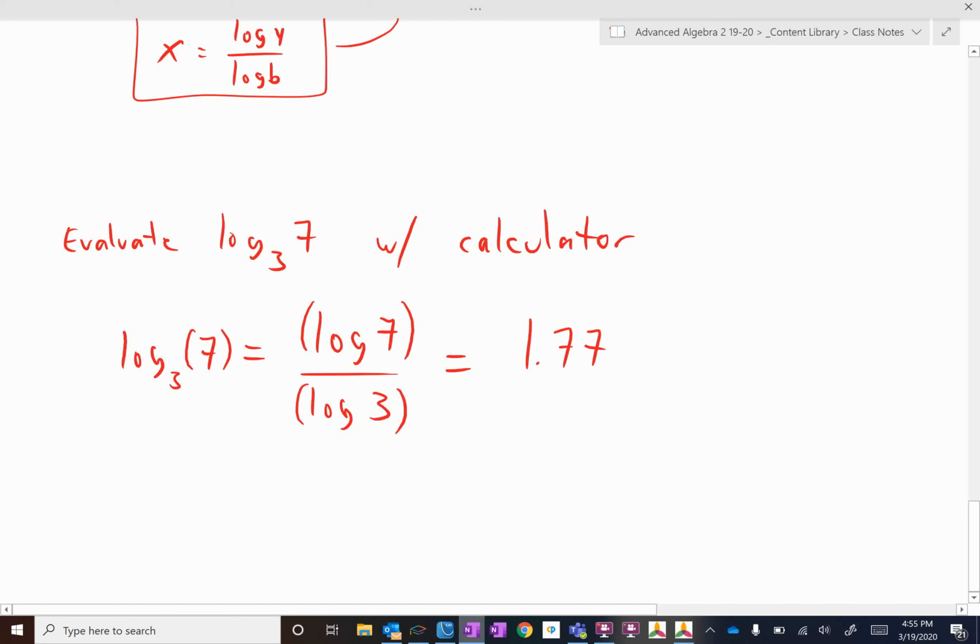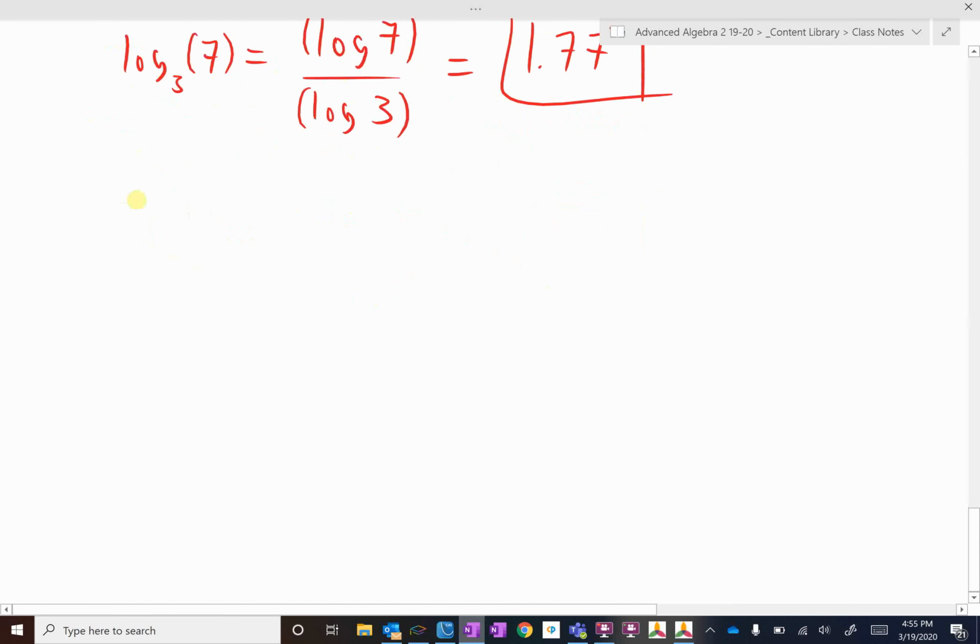So now I've been asked, I think students have asked this before, how can I evaluate these logs with different bases than 10 and e? Well, this is how you can do it using the change of base formula. So that wraps up what we need to do for section 3 here in this chapter.